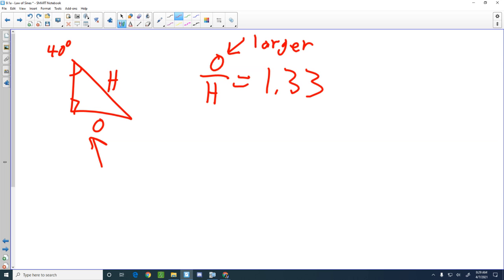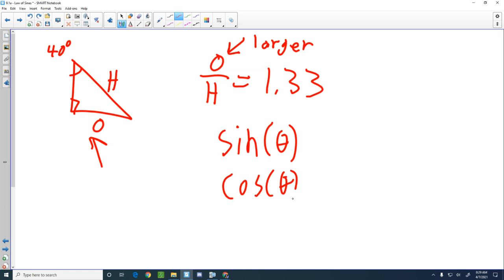Hypotenuse has to be the largest or the longest side. So if you ever have something like the sine of some angle or the cosine of some angle, and you get a value of like 2, 1.5, anything bigger than 1, you know that can never happen, because that would indicate that the hypotenuse is not the longest side on that triangle. So in this case, there'd be no solution.